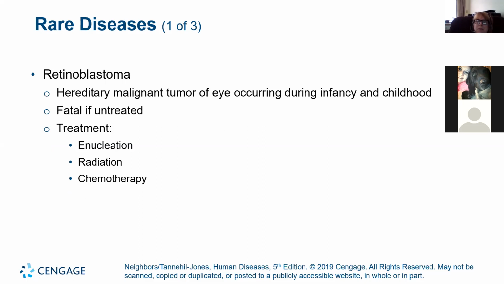How do I want to describe this? They basically try to stop it from multiplying. There are some chemicals they can use. There's radiation, there's chemo. Thank goodness it's not very prevalent. But again, it only occurs in infancy and childhood. Again, another reason babies and children get an eye exam every visit.